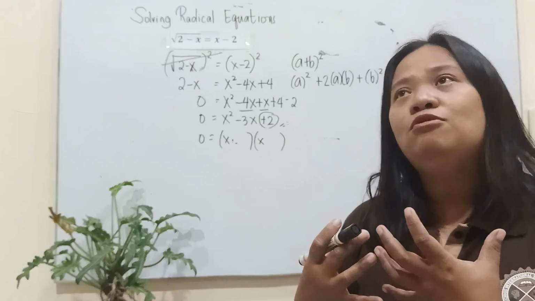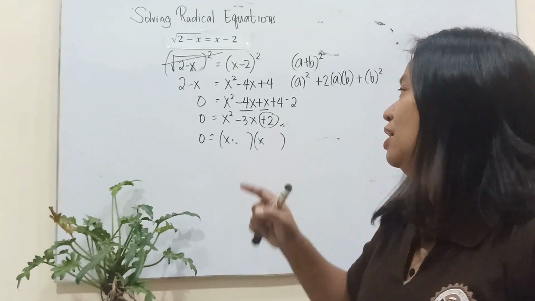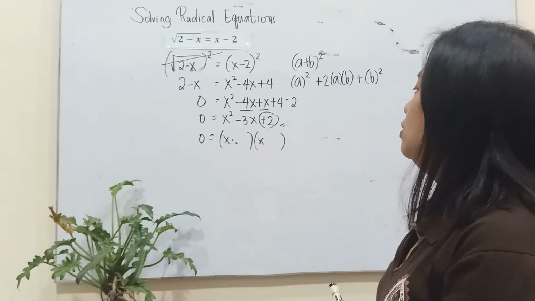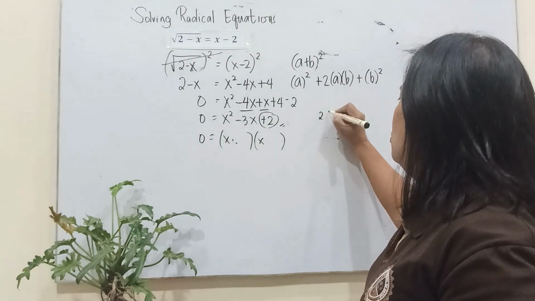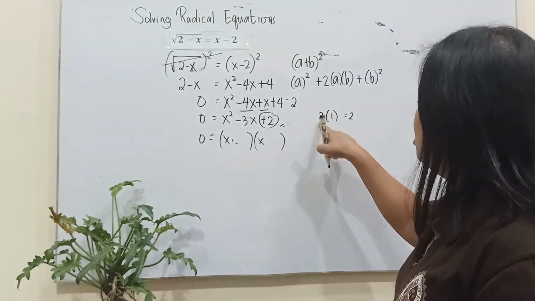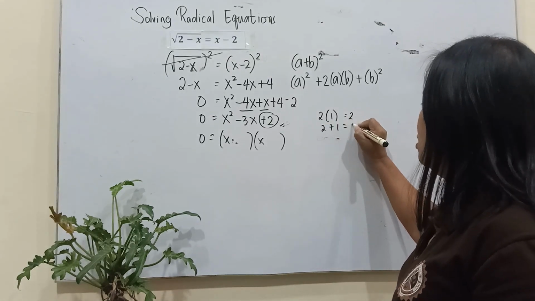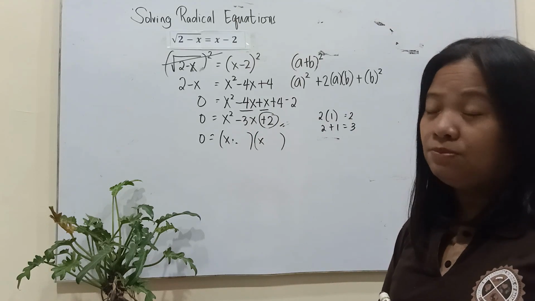So, when you add these two numbers, the sum must be negative 3. Here, you have positive 2. What are the factors of positive 2? It could be 2 times 1, the product is 2. When you add 2 plus 1, the sum is 3, which is not equal to the middle term.